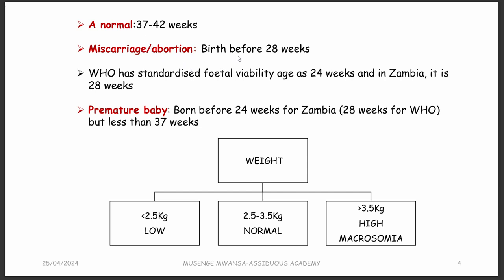Any birth that is before 28 weeks is known as a miscarriage or an abortion. The World Health Organization has standardized the fetal viability age. If a child is born in this period, then they are okay, they can actually survive. So for the World Health Organization, the fetal viability age is 24 weeks, but in Zambia, it is 28 weeks. So if any child is born before 28 weeks, we can barely support them looking at the instruments that we have. So that is a miscarriage or an abortion.